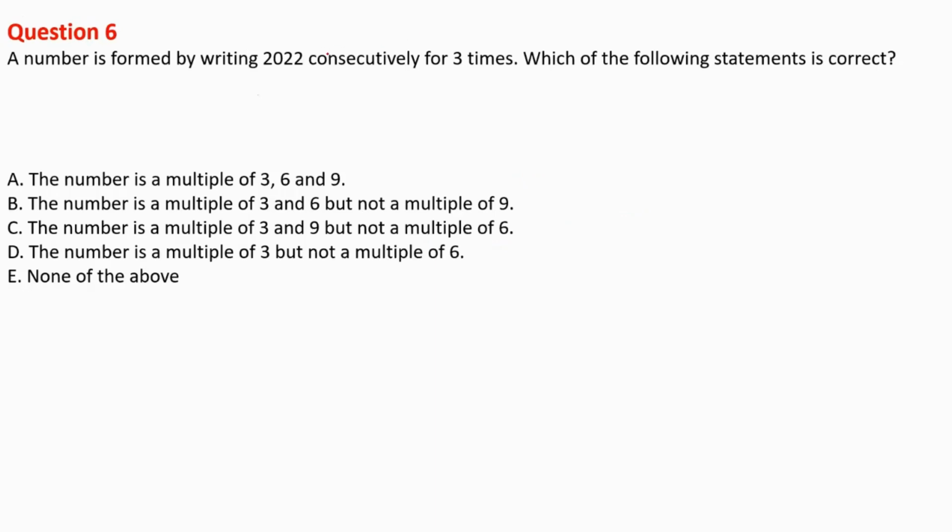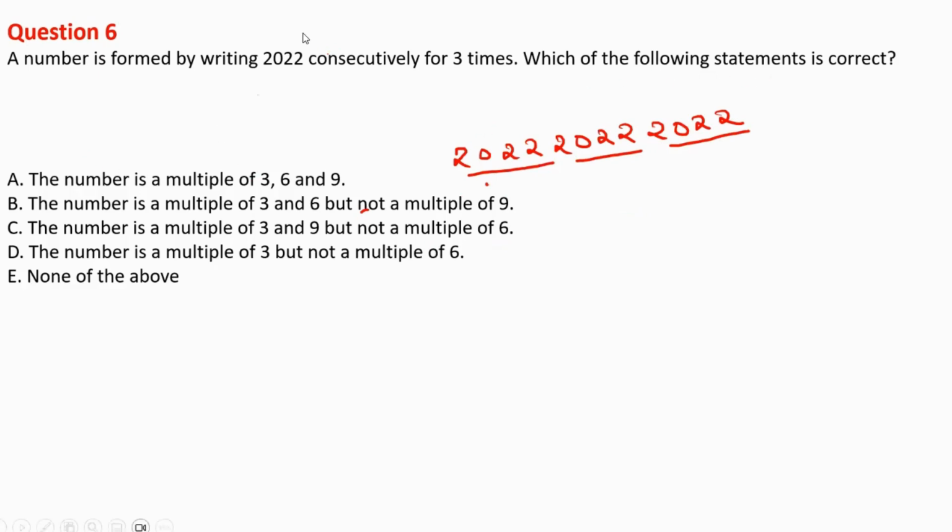Next, question number 6. A number is formed by writing 2022 consecutively for 3 times. That means, how is it written? 2022, 2022, 2022. This is the number formed. 2022 written thrice consecutively without any break. Which of the following statements is true?